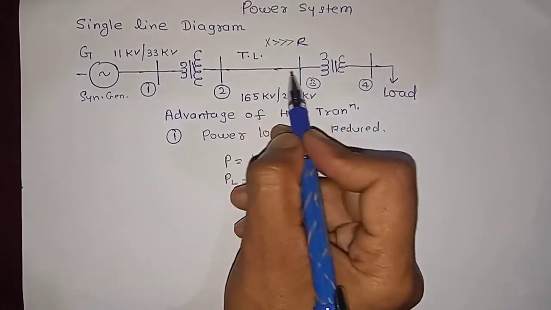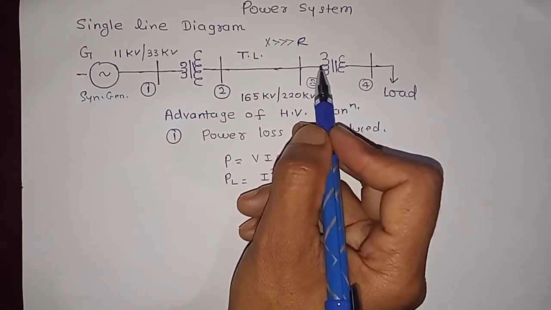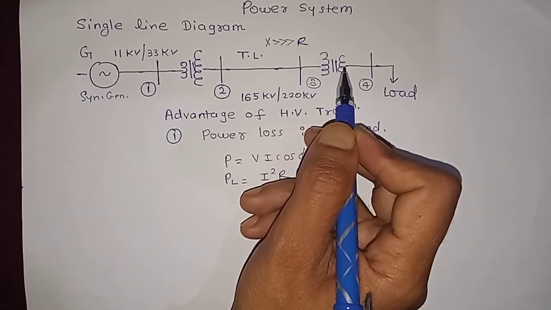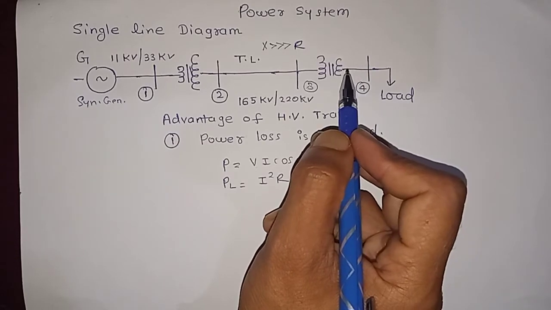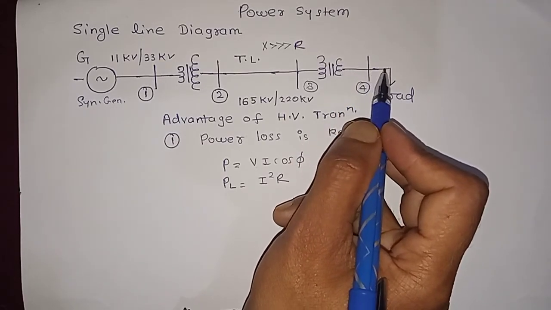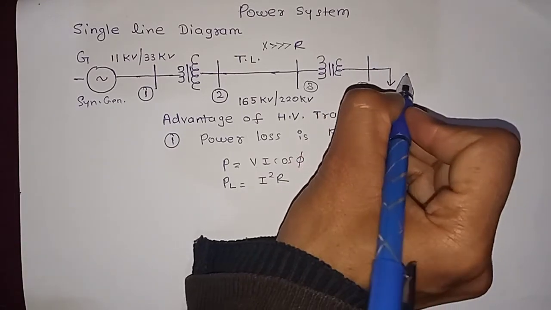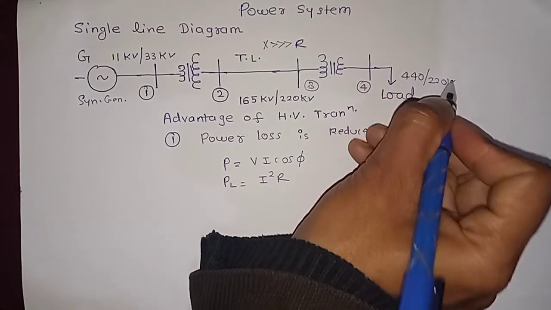Then in the distribution section we reduce this voltage by using a step down transformer. Again you can see, the distribution voltage is reduced further and goes to the utility for load purpose. So here the load may be 440 volt or 220 volt.